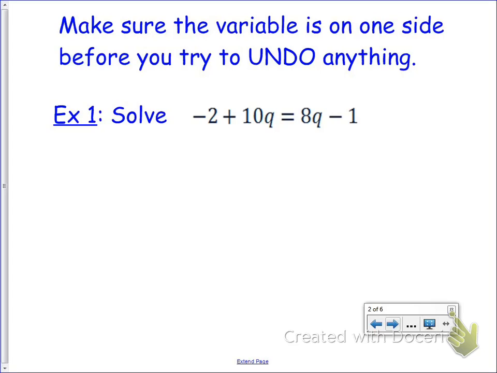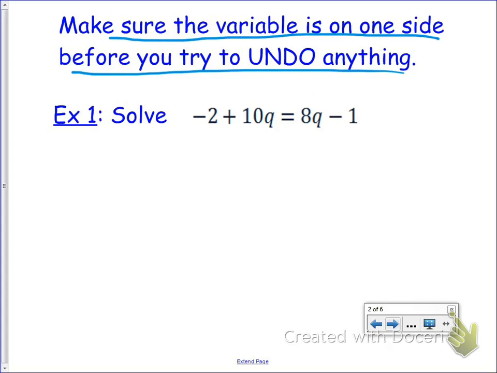So for these kinds of problems where the variable's on both sides, you want to make sure you got the variable on one side before you try to undo anything. Now we're going to start with the lesser coefficient. And so we have 10q and 8q. 8 is less than 10, so we're going to start with that 8. We're going to minus 8q from both sides. In a way we kind of are undoing things because it's a positive 8q. We need to do that from both sides to keep the equation true.